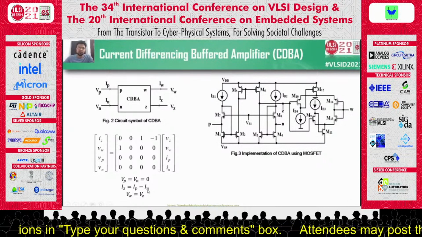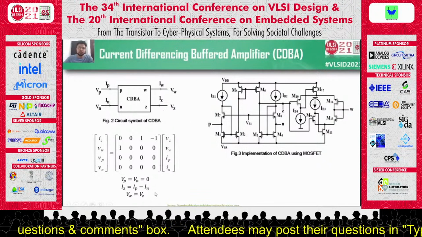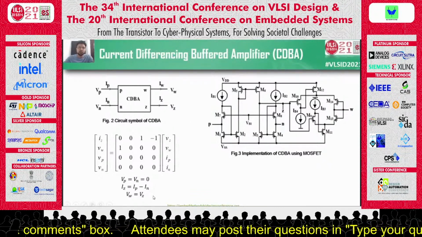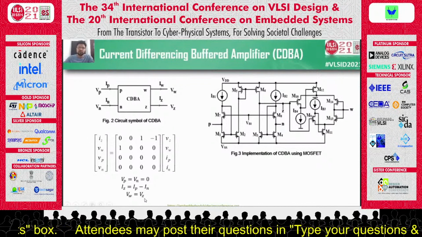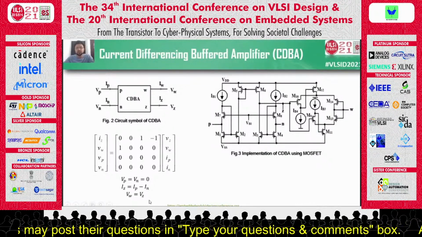Also, the current flowing at the Z terminal is equivalent to the difference between the input currents. That means Ip minus In. Also, the Vw is equivalent to Vz. That means the voltage at the terminal W is equivalent to the voltage at the terminal Z.